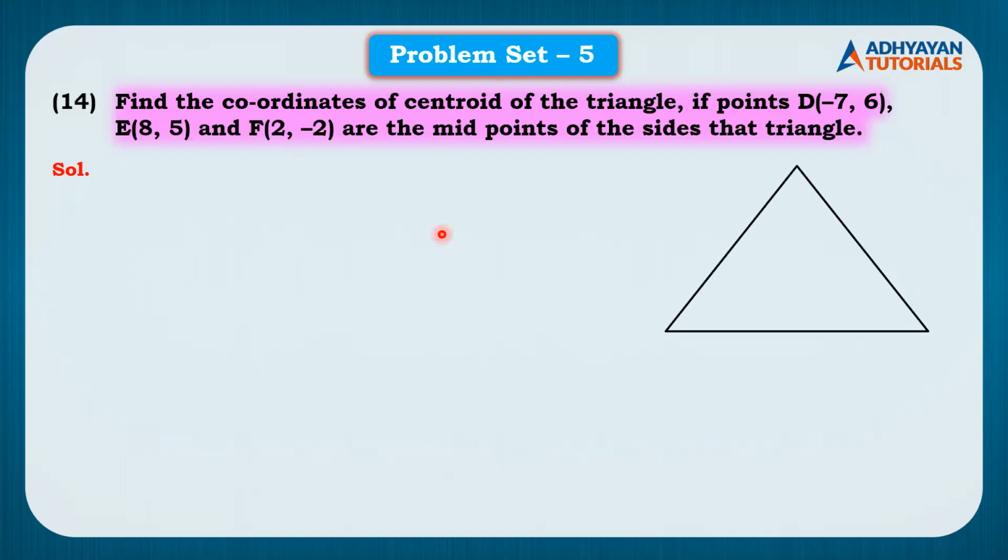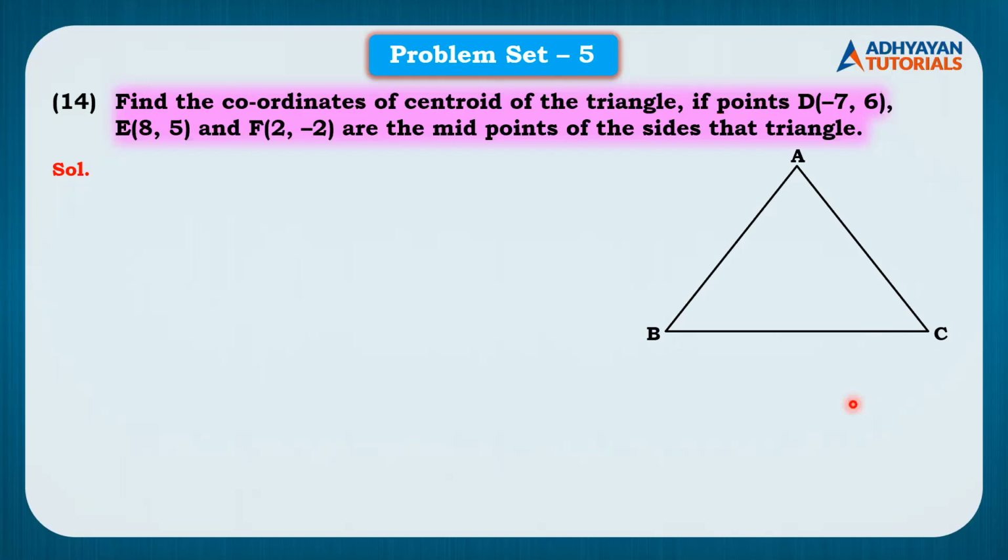Why? Because when we draw a triangle, 95% of students make the mistake of taking D here, E as the vertex here and F as the vertex here. Students, I repeat one more time, D, E and F are not the vertices of a triangle. They are the midpoints of the sides of a triangle. So let us say the triangle is ABC.